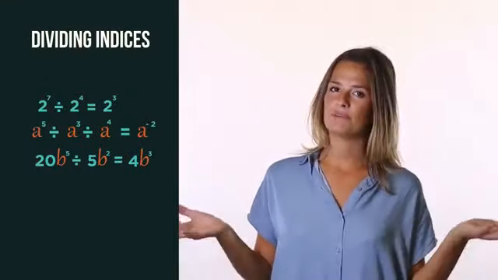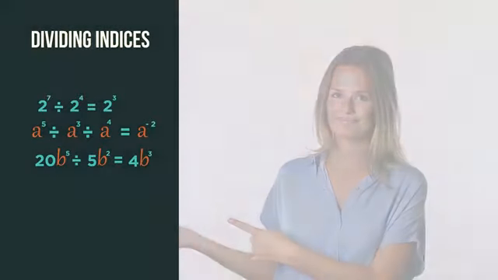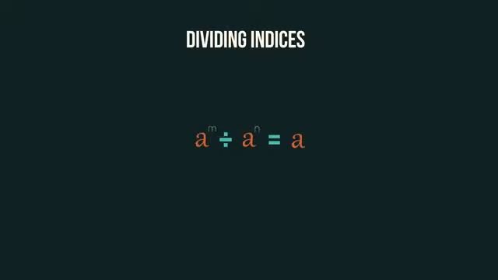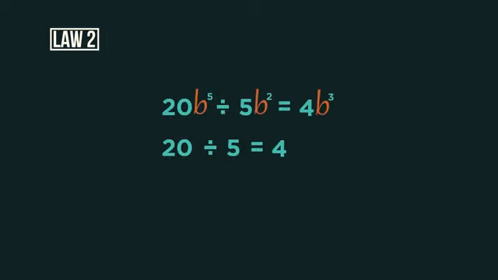So what happens when we divide with indices? Have a look and see if you can work it out. When we divide indices, we subtract the powers. But again, the base must be the same. So for this one, we do the numbers first and subtract the indices second. This is because if I wrote the equation out fully, it would be the same as writing this.